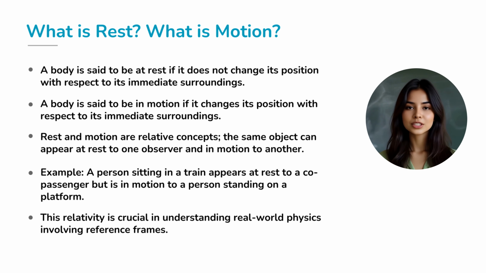So what does it really mean to be at rest? A body is said to be at rest if it does not change its position with respect to its immediate surroundings. And motion, that's when the body does change its position with respect to its surroundings. Sounds simple, right? But here's the twist. Both rest and motion depend on the observer.